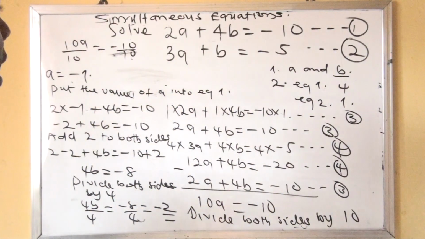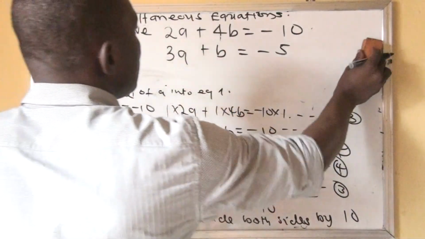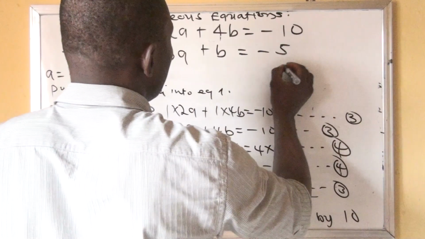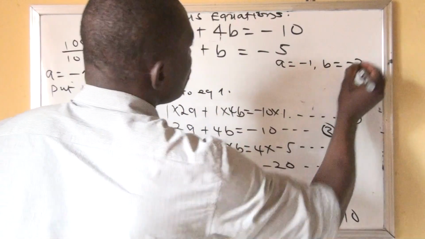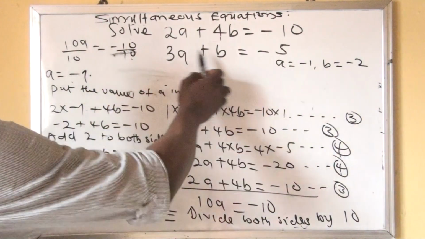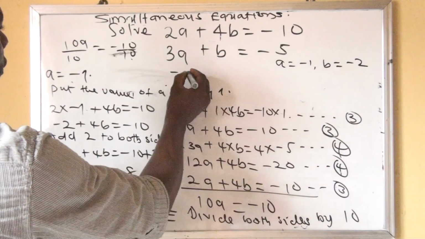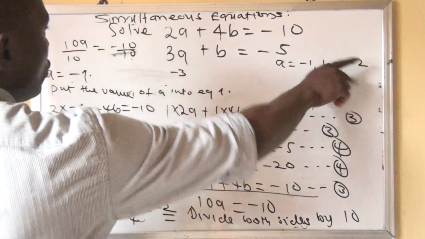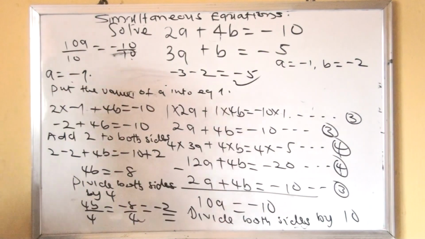So we can see that a is equal to minus 1 and b is equal to minus 2. So if we want to check, for instance, to see whether our answer is essentially correct, we can use either equation here. So let's try using equation 2. 3 times minus 1 will give us minus 3. Here is minus 2, and so minus 3 minus 2 will give us minus 5. This will certify that our answer is correct.